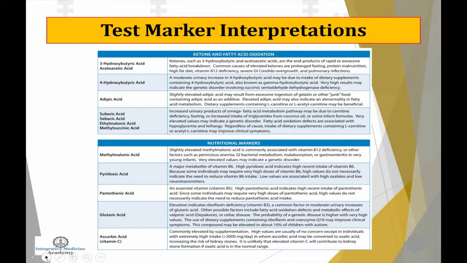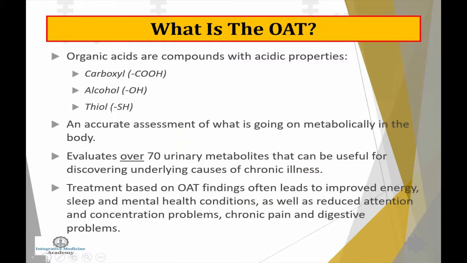Now, what is the OAT, right? Some of these slides actually come from the one-day intensive seminar I do. And one of the first things we start with is, well, what exactly is the organic acid test? It's a very comprehensive test that gives us insight metabolically into different imbalances that can occur in the body and gives us some indicators of underlying chronic illness.